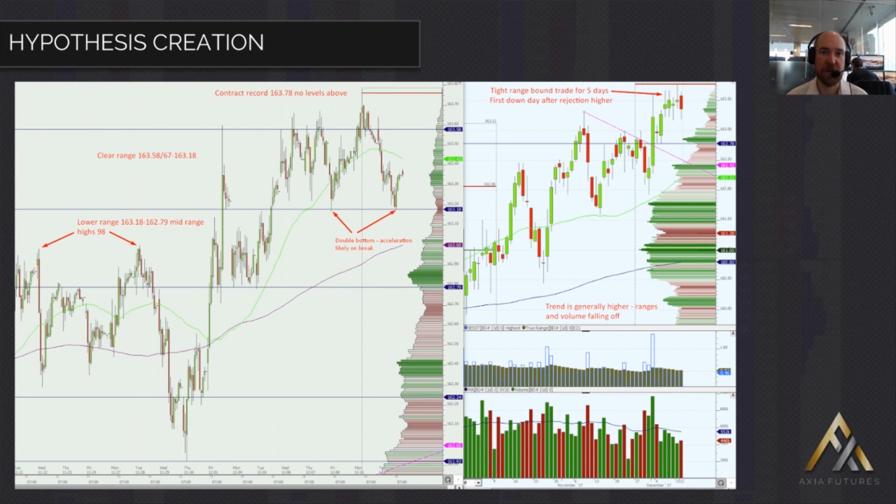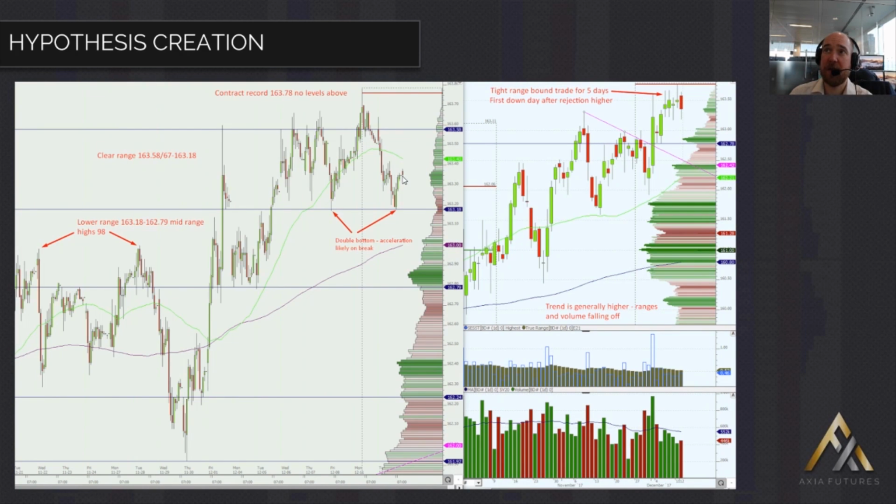So that's something that you would be thinking about on the Wednesday, that if you do get a move, 50-60 ticks is probably about your limit. So in terms of context from the hourly, we've got a very clear range here. 58s, perhaps up to 67s, and down to 18s. That's your main range that we're currently trading in.